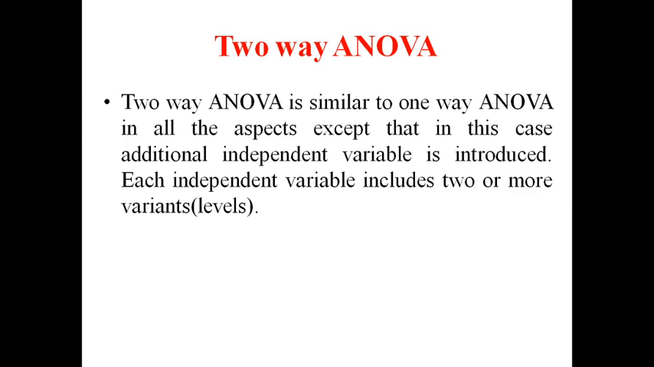So what exactly is two-way ANOVA? Two-way ANOVA is similar to one-way ANOVA in all aspects except that in this case an additional independent variable is introduced. In one-way ANOVA we had one independent variable and one dependent variable. In two-way ANOVA there will be two independent variables and one dependent variable. Also, each independent variable must have two or more levels.